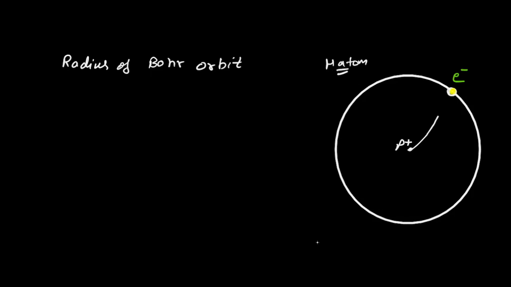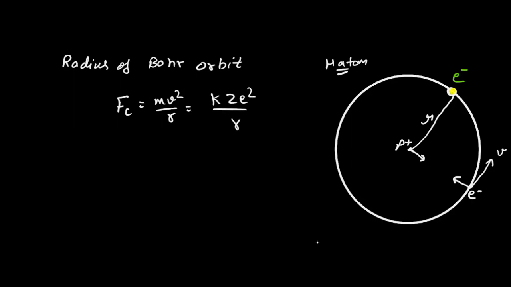Let the radius of the orbit be r, and when the electron is here, let its velocity be v. The electrostatic force is providing the centripetal force, that is F centripetal equals mv square by r equals k z e square by r square. As we know, this is the hydrogen atom, so we will take z equals 1. So mv square by r will be equal to ke square by r square.